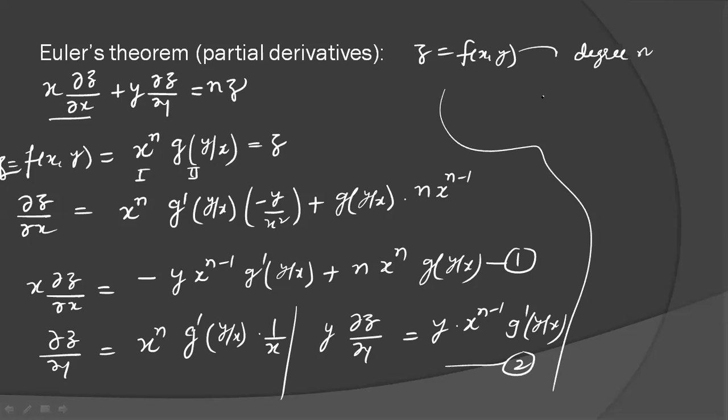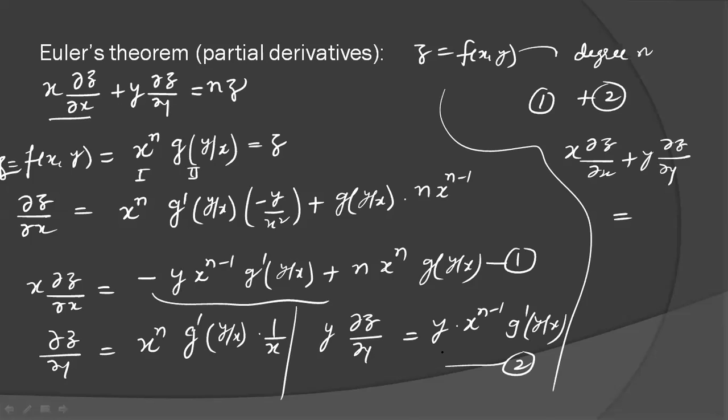If you add 1 and 2, you can see that x ∂z/∂x + y ∂z/∂y is equal to, these two terms are cancelled out here, this term and this term are going to be cancelled out. It will give you n x^n g(y/x). This is what I have assumed to be f or z. So this is equal to nz. So this is the proof of the first result. Similarly, you can prove the second result.